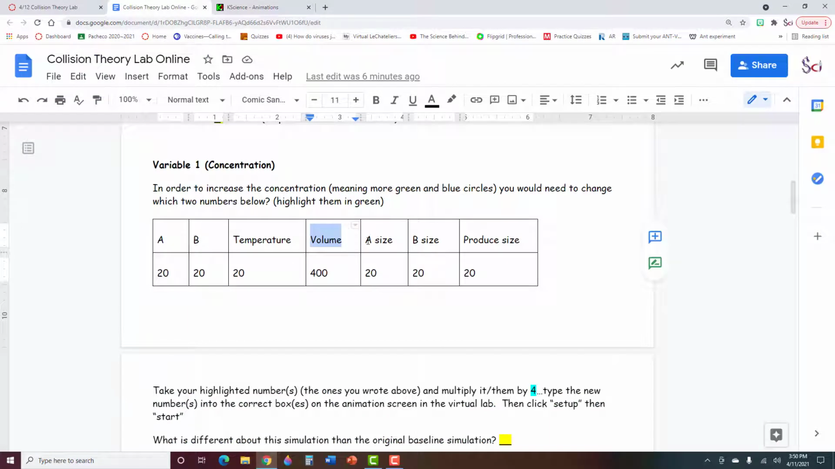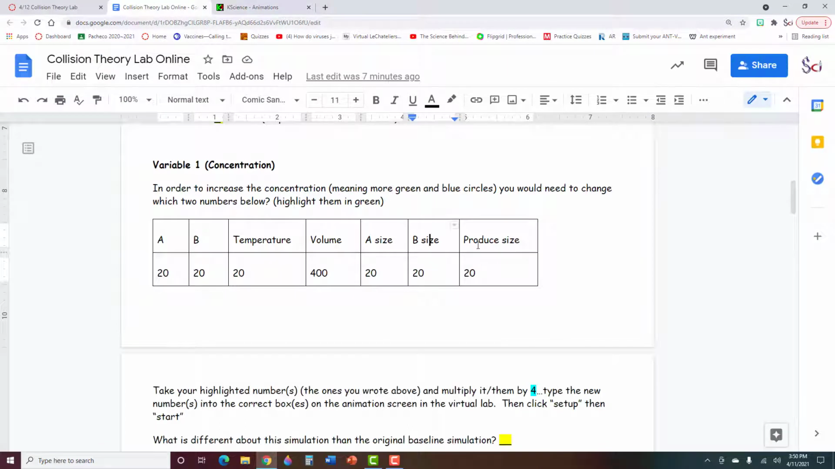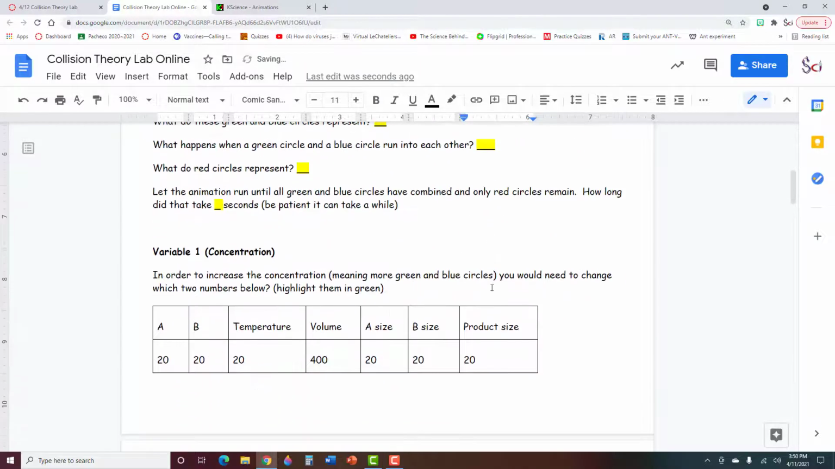And then A size is how big those particles are. And then B size is how big the B particles are. So remember, A is green and B is blue. And then let's just say product size. So product size is how big the product ends up being.